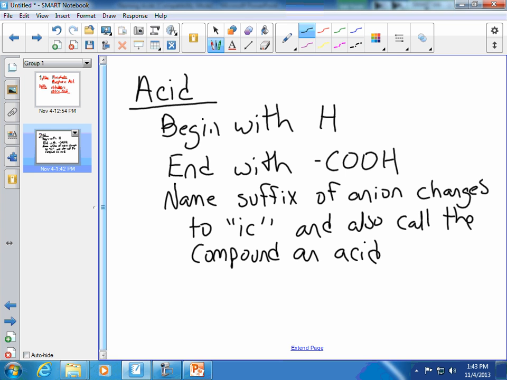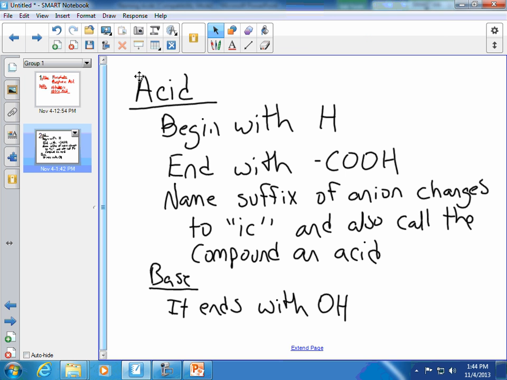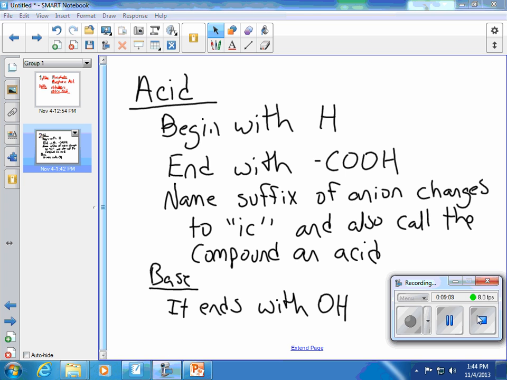However, with a base, it ends with OH, and you do not change the ending at all. It goes back to the basic naming properties that you would have with an ionic compound. So OH being, again, hydroxide. So that's how you name acids and bases. Hope you can take a little bit from that today, and thanks a lot.